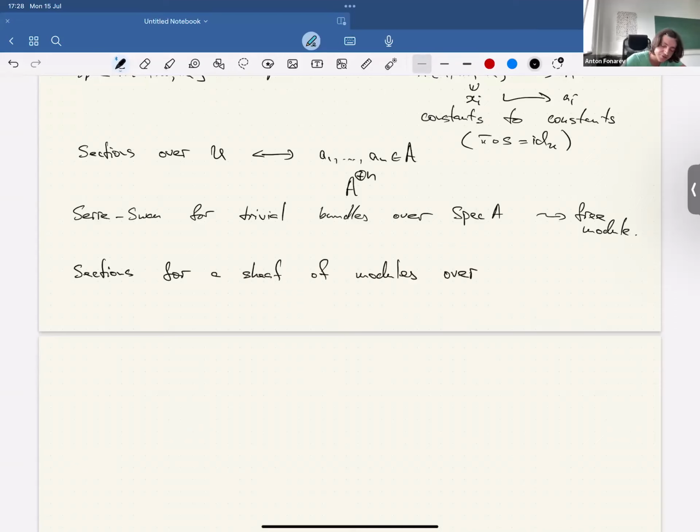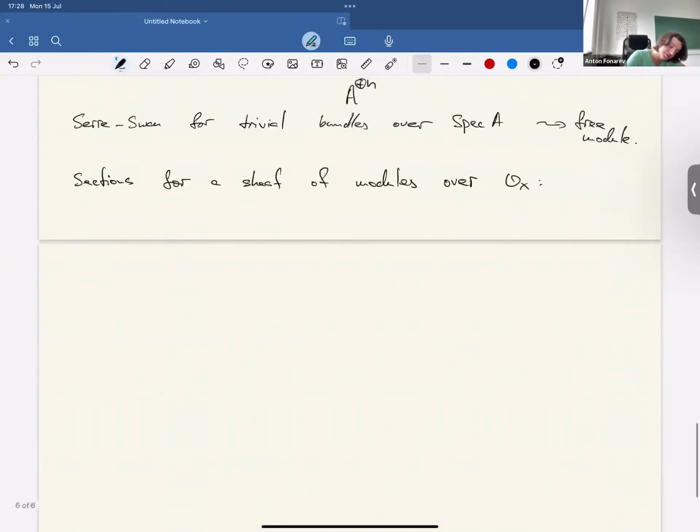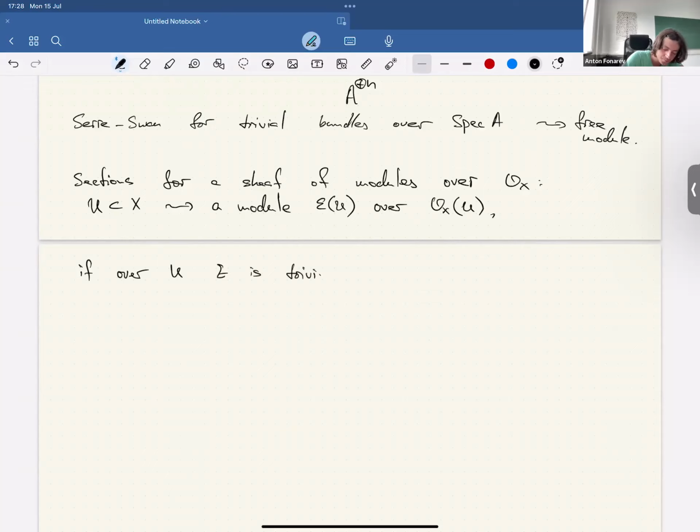over the sheaf of functions of X, which means that for every U open in X, we associate a module, let's call it E of U, over regular functions over U. I mean, this holds not just in the algebraic situation, it holds in arbitrary situation, of course. And if over U E is trivial, then E of U is isomorphic to OX of U direct sum n.